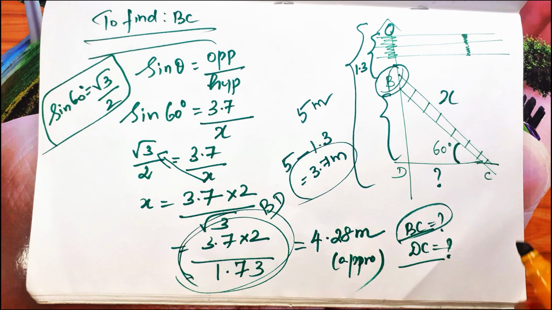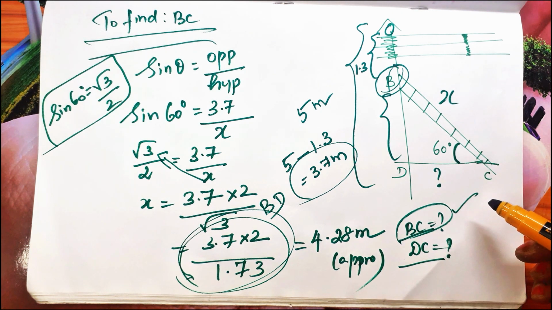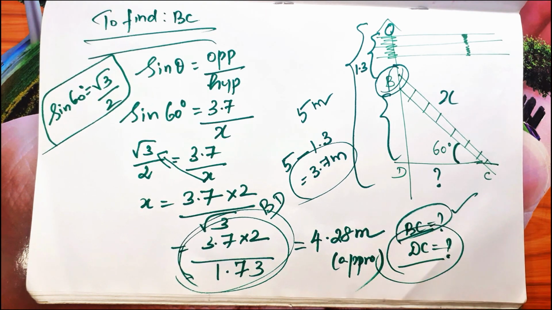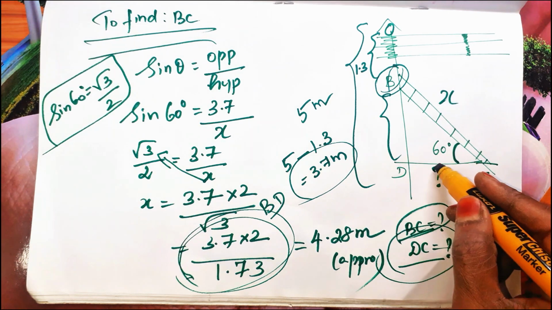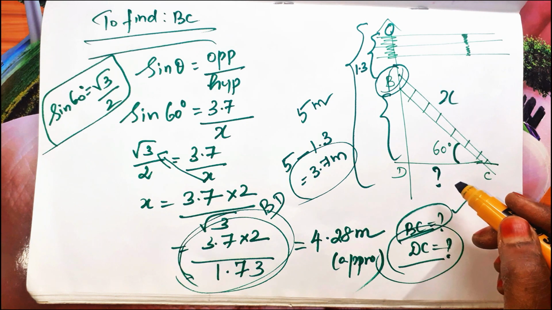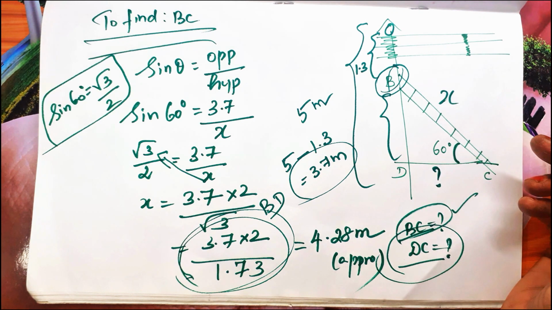Okay, now come to the second one. This BC, the x value, we got as 4.28. Now we are going to find DC. DC means the adjacent side. So tell me the ratio which involves the adjacent side and the hypotenuse. So it is cos.